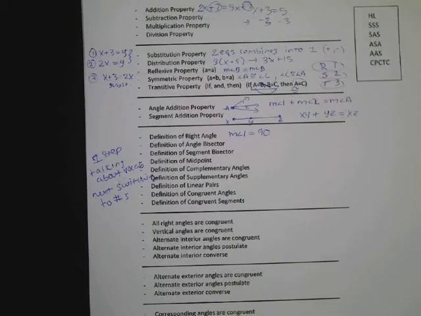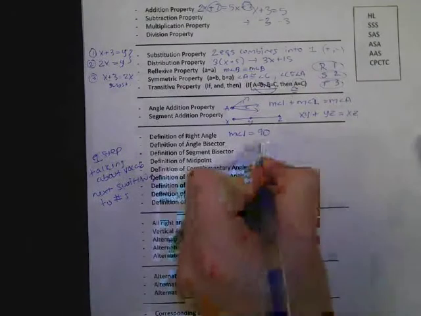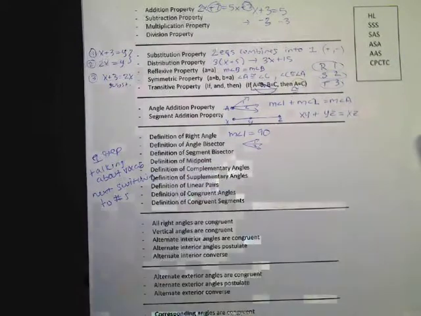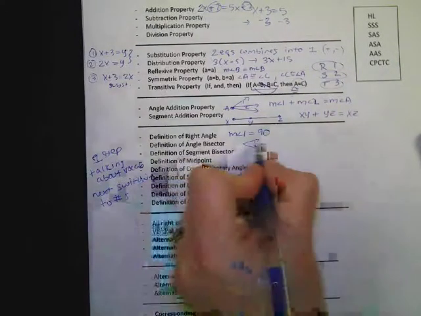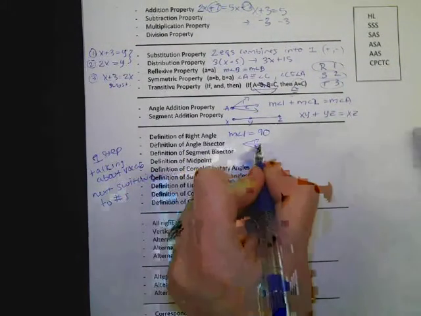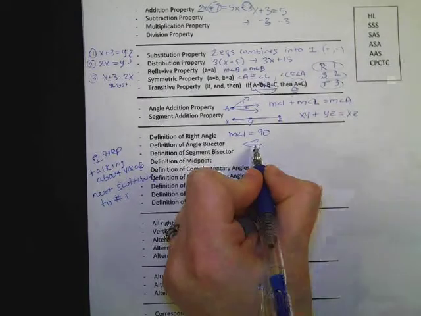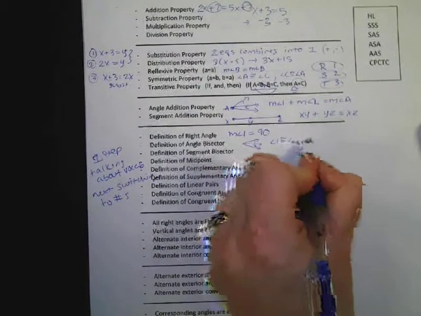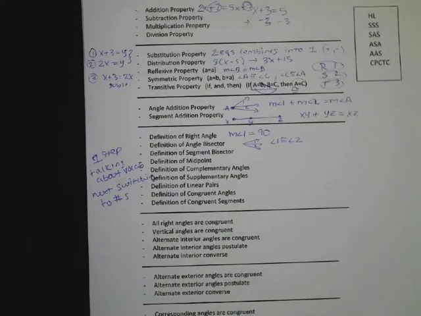Definition of an angle bisector. Angle bisector would be if you have an angle that's cut exactly in half, and we'll call that angle 1 and 2. If you have definition of an angle bisector, I'm not going to write angle bisector over and over again. I'm just going to say that those two angles are congruent. So I would go straight to, in my next step, angle 1 is congruent to angle 2.